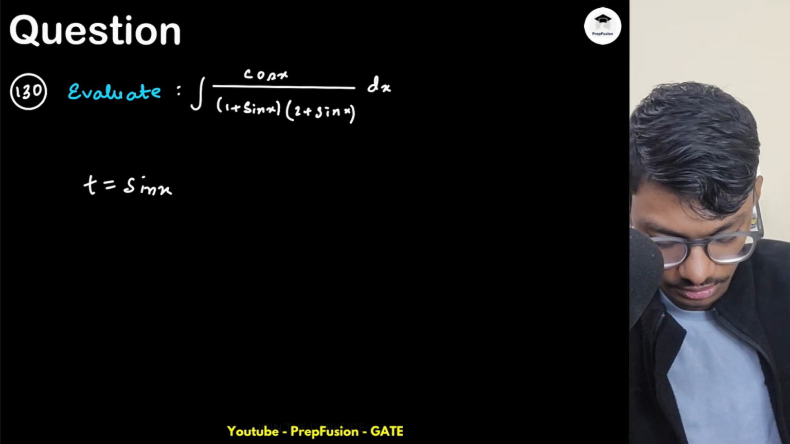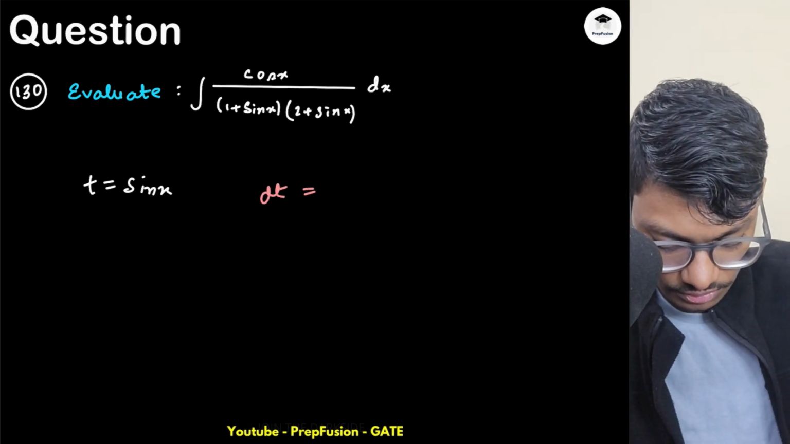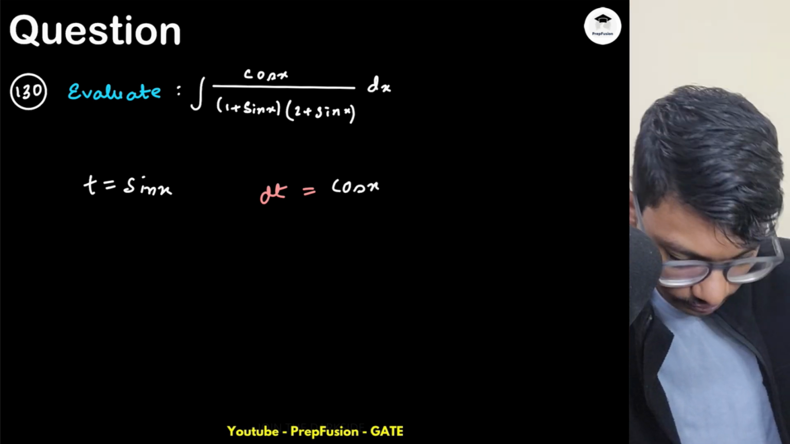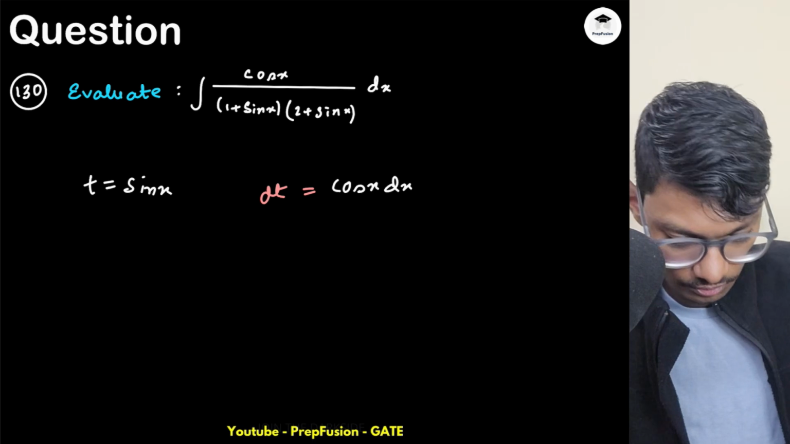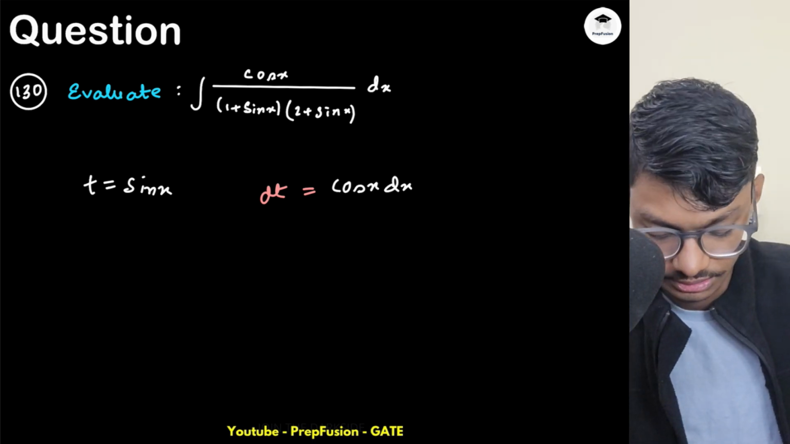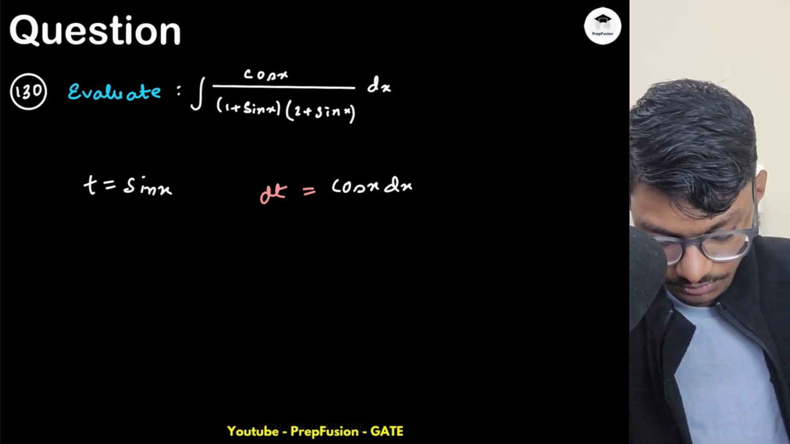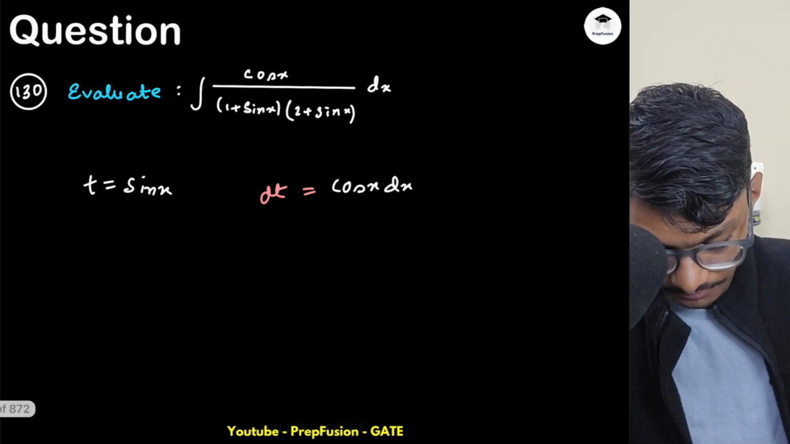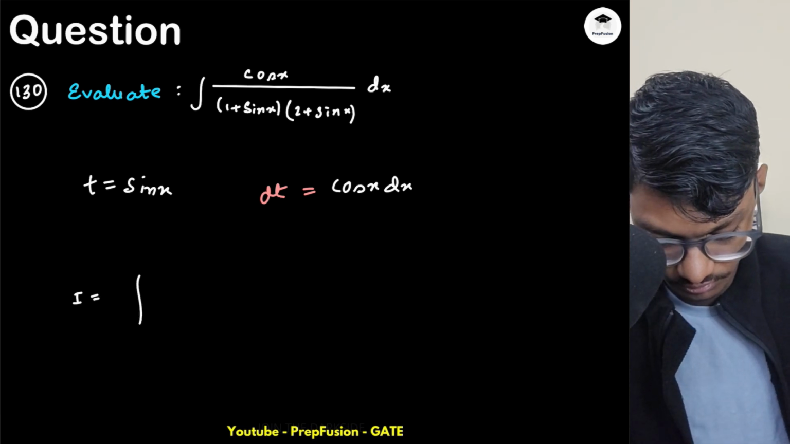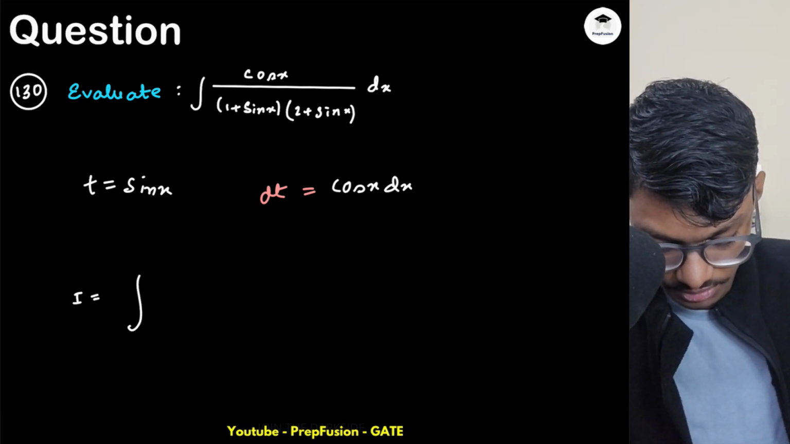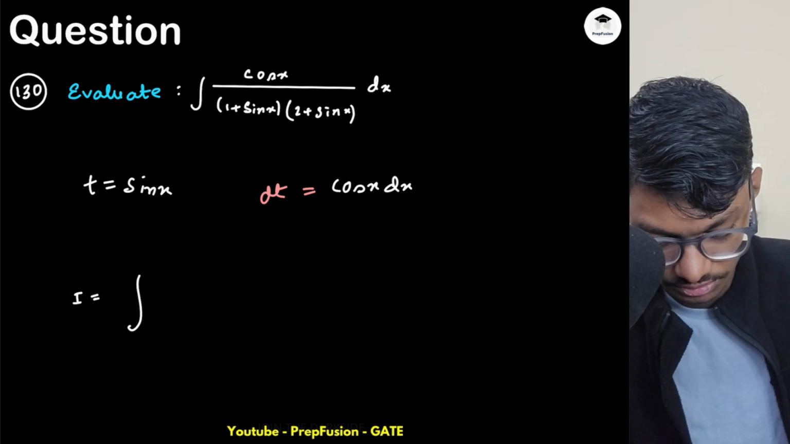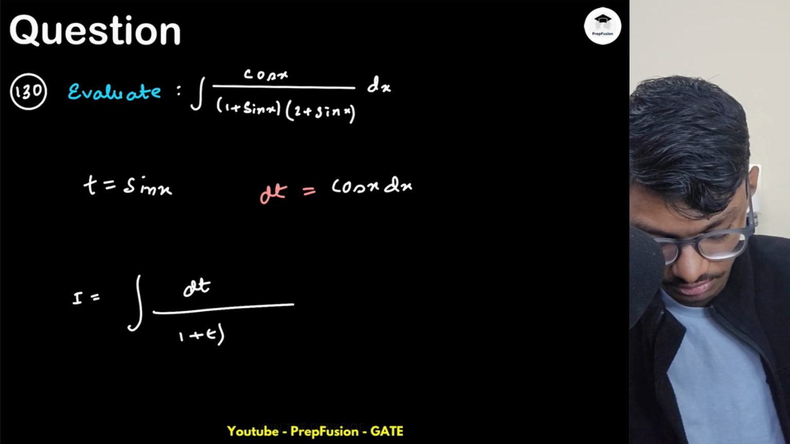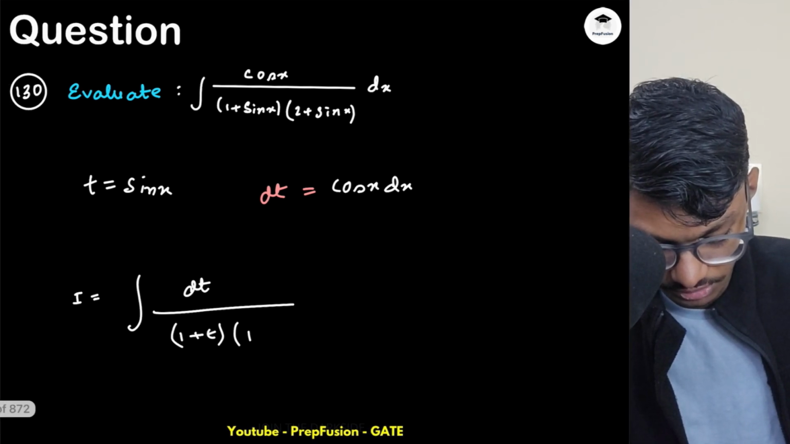Then if you take the derivative, dt equals cos x dx. Okay, so dt equals cos x dx. So simply the integration becomes dt divided by (1 plus t) times (2 plus t).